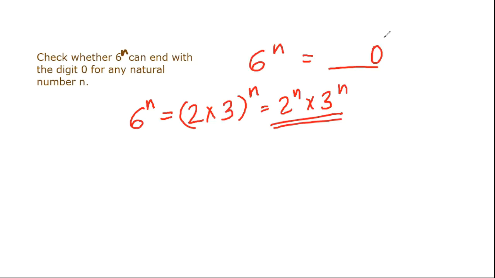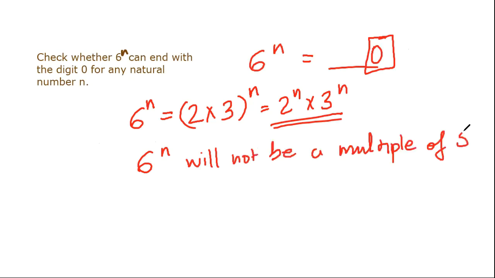For having 0 in the ones place, the number must be a multiple of 10. In particular, it must be a multiple of 5. But this expression, 6 raised to n, will not be a multiple of 5. Therefore, this is not possible.